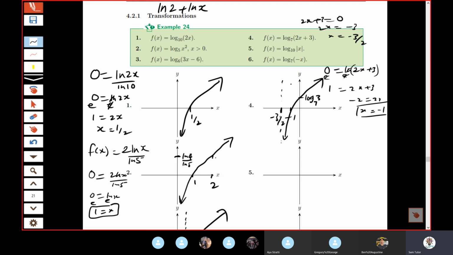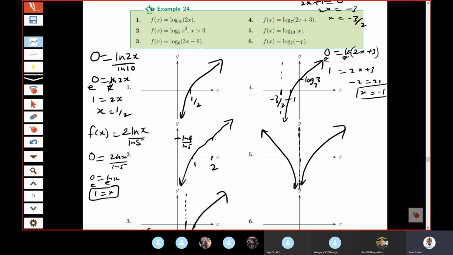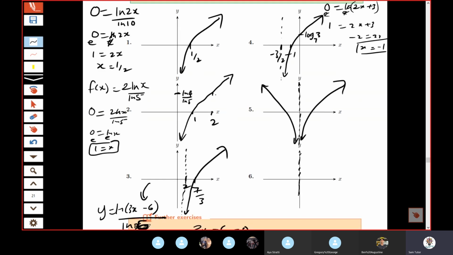So all I'm doing is just trying to work out where the asymptotes are and where my intercepts are. And then from that, I pretty much know the shapes. Log x is just this. But because it's absolute valued, exactly what Greg said before, all the positive x's get reflected to the left. So there it is. That's log absolute value of x. And then of course, number 6 just says log negative x. Well, that will just be the left-hand side.